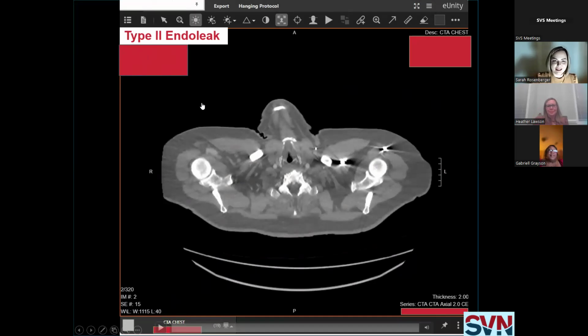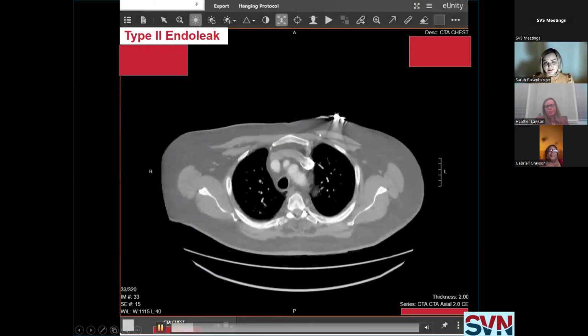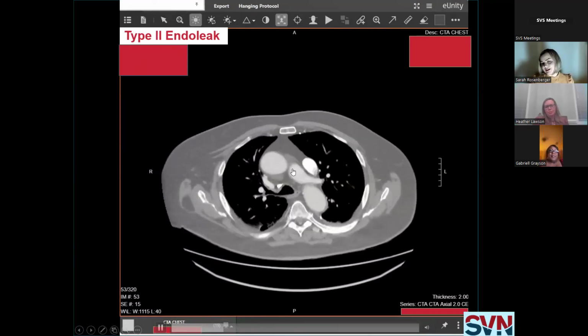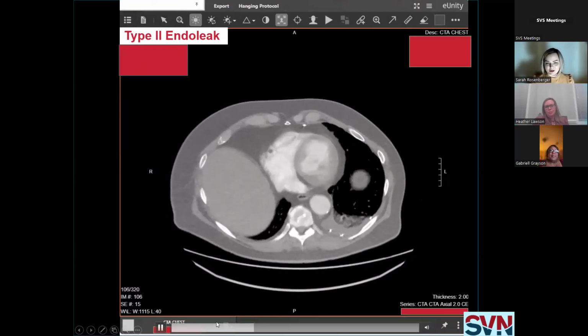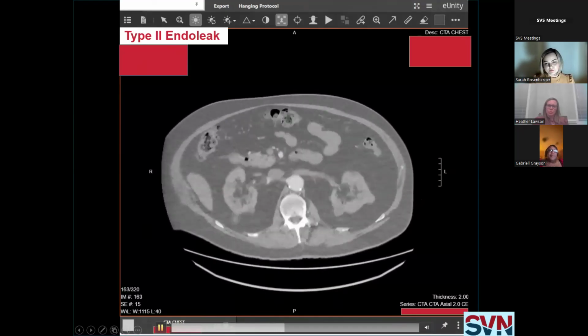I'm back. I don't know if that was device malfunction or bad weather coming through, but this is a patient who has a type 2 endoleak. So we'll run through this. Again, I think I was pausing there because I orient myself at the aortic arch. This patient, we were lucky enough to have a chest abdomen pelvis.